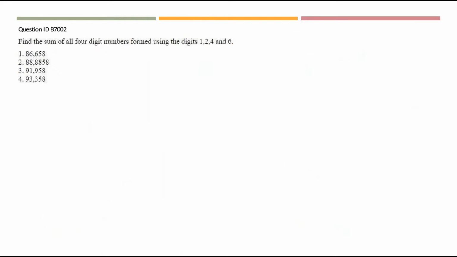Next question, find the sum of all 4-digit numbers formed using the digits 1, 2, 4 and 6. They have given a formula to do this. N minus 1 factorial into sum of the given numbers into, you have to multiply with the number of ones. How many ones will be there means n number of ones will be there. Here you can take n to be the number of digits. So 1, 2, 3 and 4 digits are available here. So n is equal to 4.